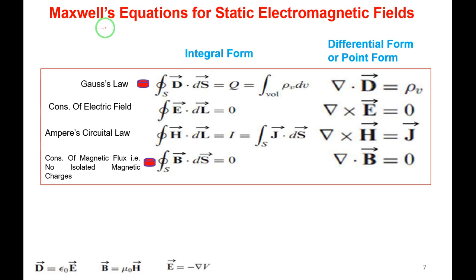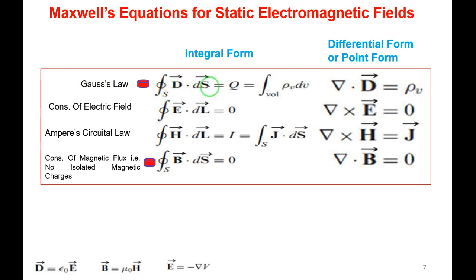Already we have seen Maxwell's equations for static electromagnetic fields. This we have seen in the previous chapter itself. I have just listed them because in the next slide are Maxwell's equations for time varying fields. What is the difference between the set of equations in integral form as well as point form, also called differential form, we will see. First one is Gauss law. So integral form and differential form, also called point form, we will see.